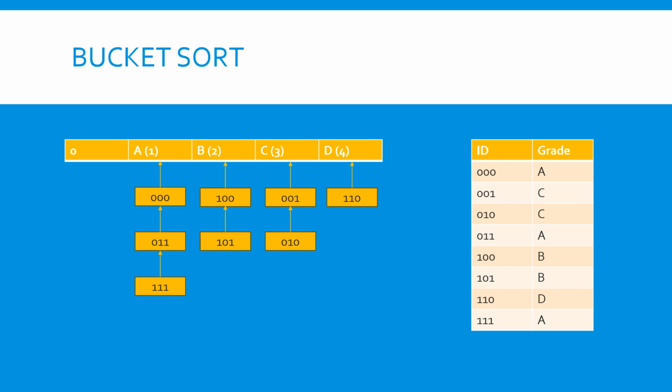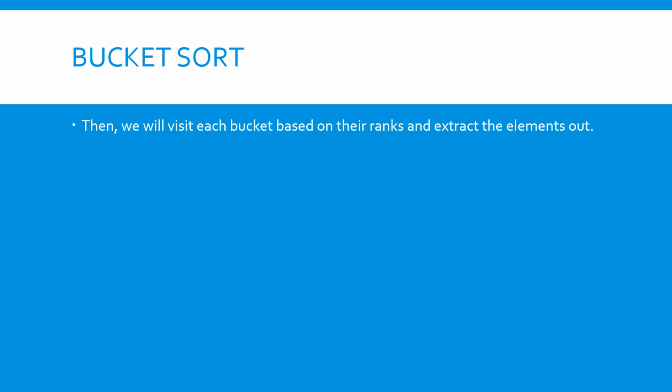We simply check all records and place them all into their corresponding buckets. For now, we could implement the bucket as a linked list, which allows us to append an arbitrary number of records. Later, we'll discuss a more efficient implementation of the bucket sort algorithm. Once we have put all elements into the buckets, we will visit all buckets based on their ranks and extract the elements. Because we visit the buckets in order, we can easily see that the output elements will be sorted.